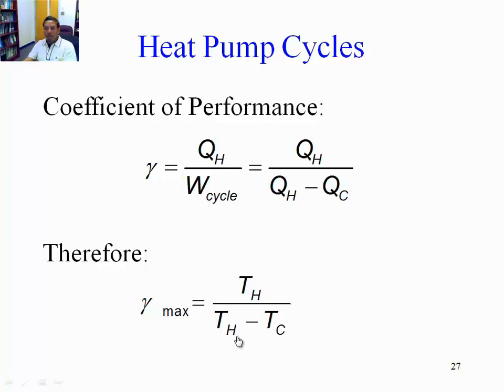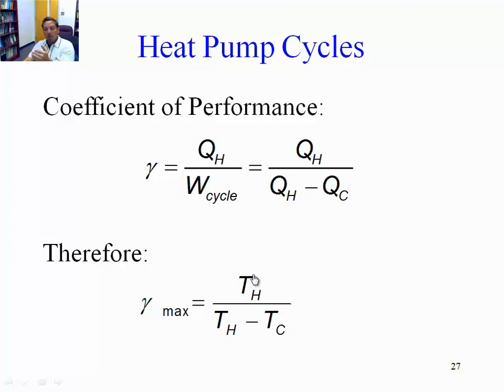So let's do this analysis again. In the winter, when the temperature of my room is, let's say, 80 degrees, TH, and the temperature of the surroundings, of the atmosphere outside, is 50 degrees. The difference between the two is 30 degrees. The temperature of my room is 80 degrees, but remember all the temperatures have to be in absolute. So 80 degrees plus 460 is 540.